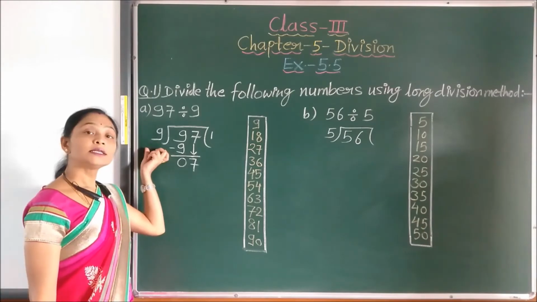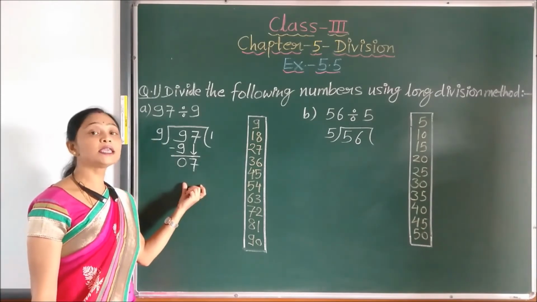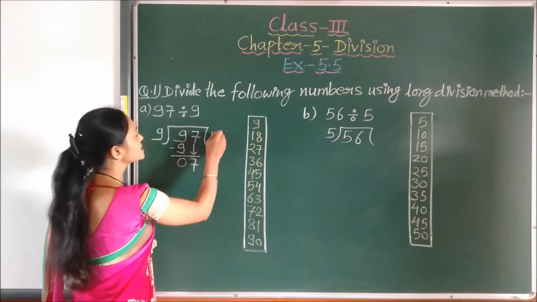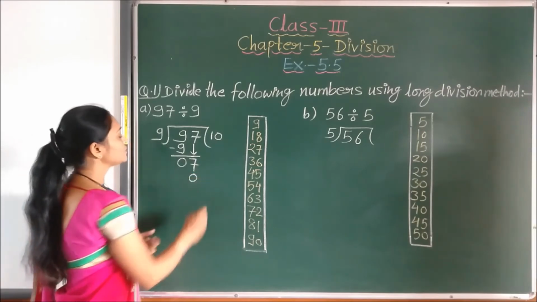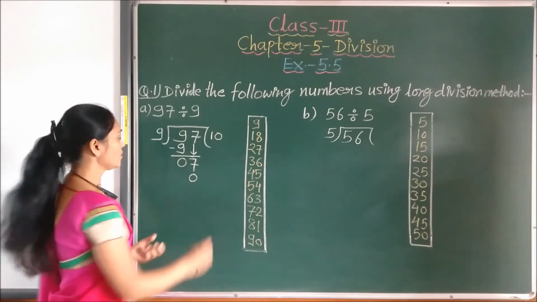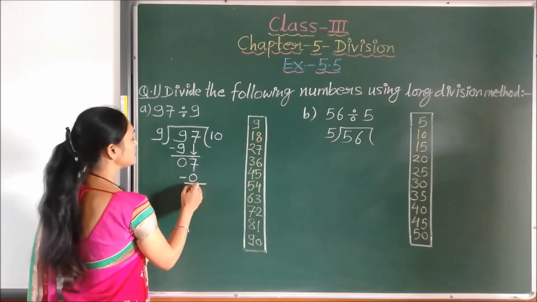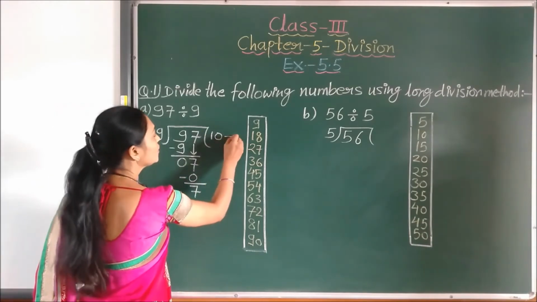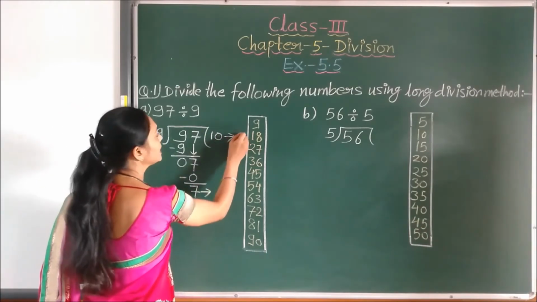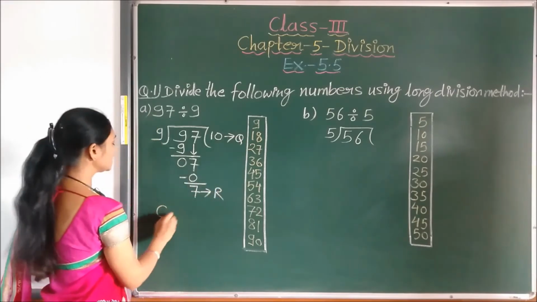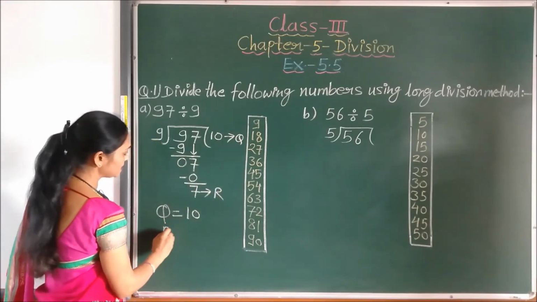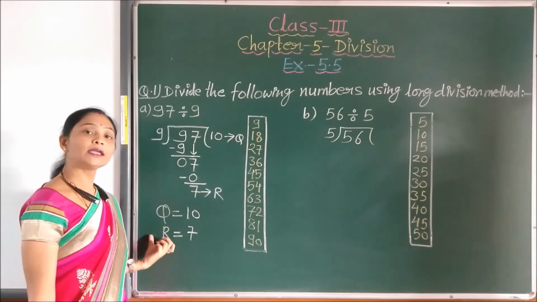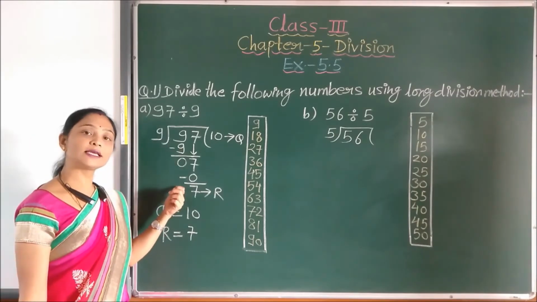So now we will read the table of 9 how many times? 0 times. So here we will write 0 and here also we write 0. 9 zeros are 0. So how much is left? 7 minus 0, 7. So this is the quotient and this is the remainder. Quotient is 10 and remainder is 7. So children, this way you may divide if we have two-step division also.